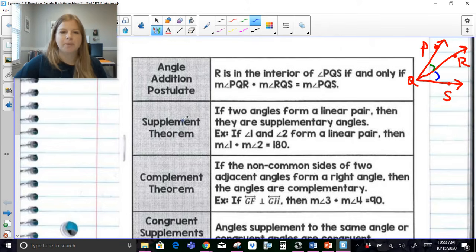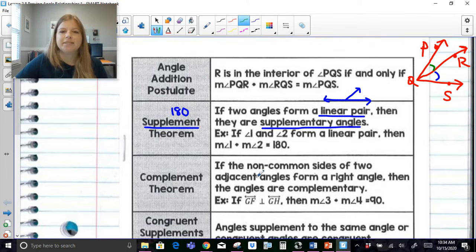Now a new theorem, the supplement theorem. When you see the word supplement, you should be thinking of supplementary, and supplementary is, of course, about 180 degrees. But look at what this theorem is specifically saying. It says if two angles form a linear pair, and remember a linear pair is a set of two adjacent angles that make a straight line, then they are supplementary angles. So the moment you are told that two angles make a linear pair, then you're going to be able to say that they are supplementary to each other. Okay, so linear pair to supplementary is the supplement theorem.